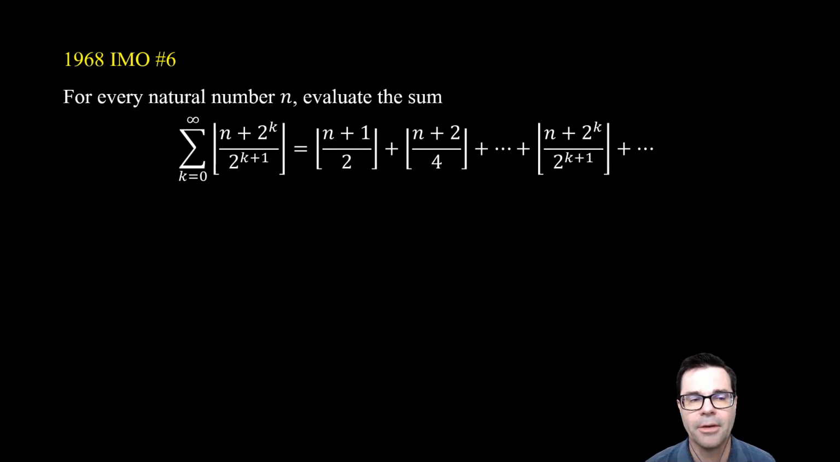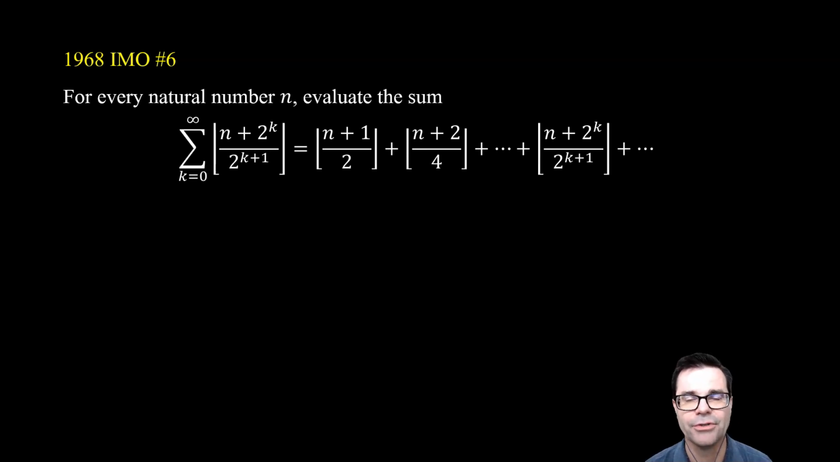We're going to look at a problem from the 1968 International Math Olympiad. This is problem number 6, and it's a very interesting problem involving the floor function, or the greatest integer function. What this problem says is, for every natural number n, we're given this infinite series, defined in terms of this series of floor function values, and we're asked to evaluate the sum.